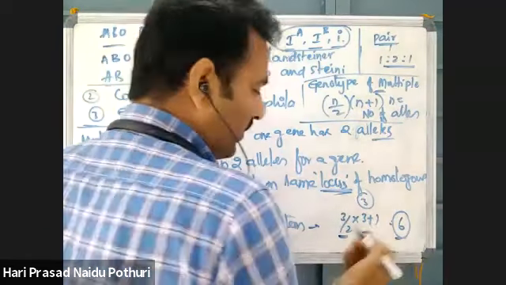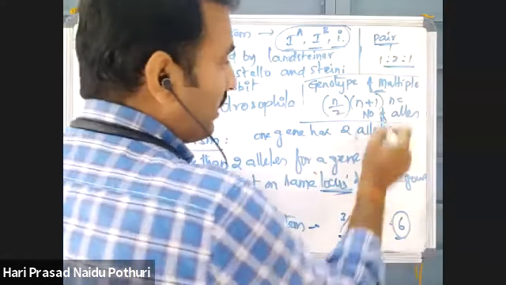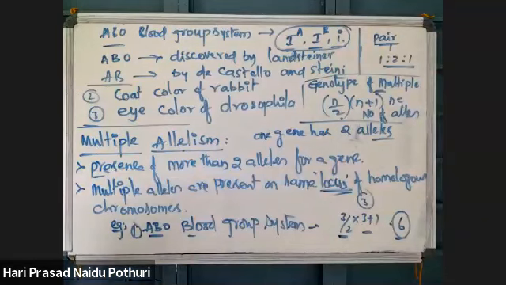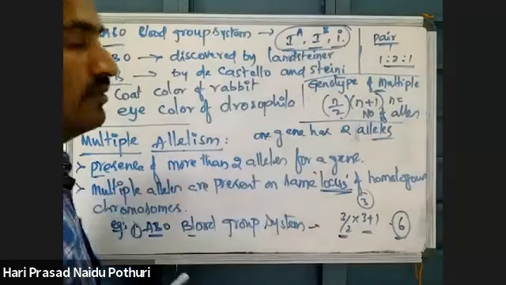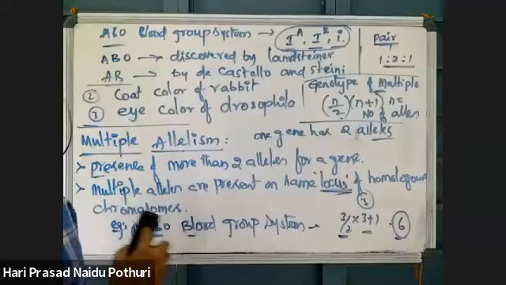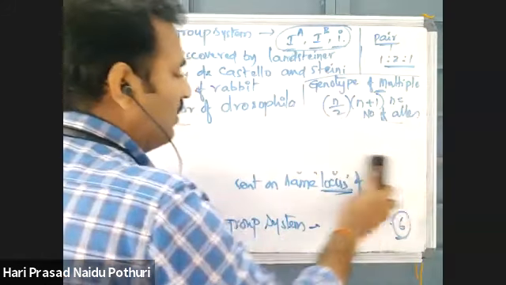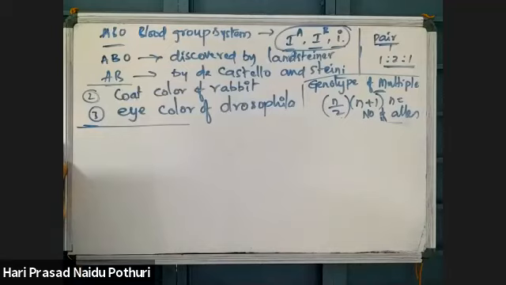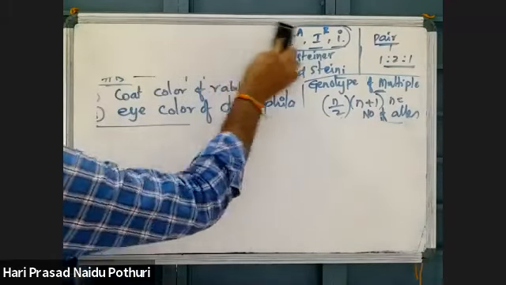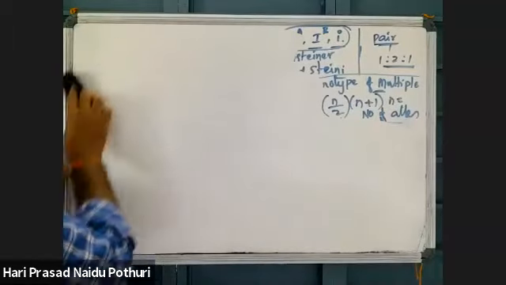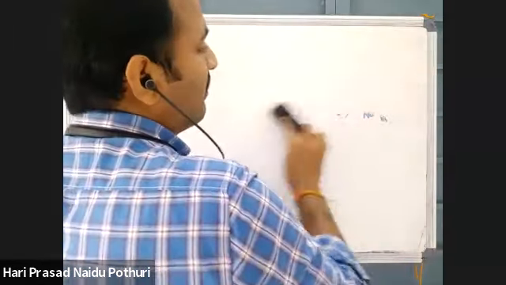The number of genotypes possible for a multiple allele system is n/2 into n plus 1, where n is equal to the number of alleles. Write this point separately.